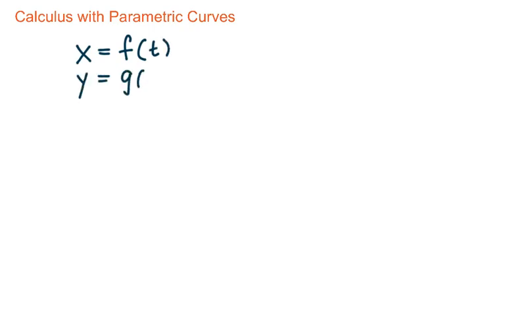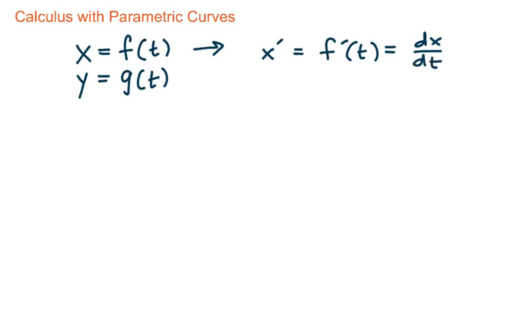being a function of t, as long as they're differentiable at that point t, then we could say, well, x prime, or rather f prime of t, would be equal to dx/dt, as well as y prime, or g prime of t, that would be dy/dt. So we want to make sure we understand that notation.